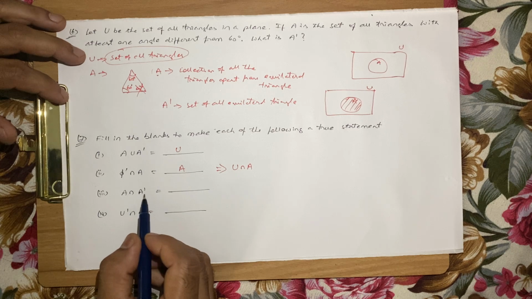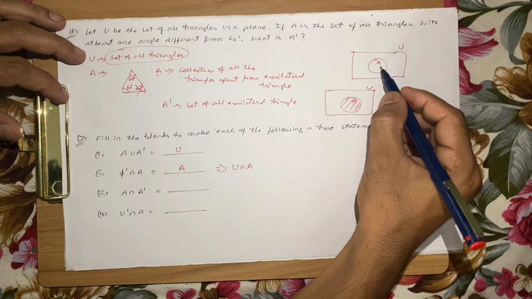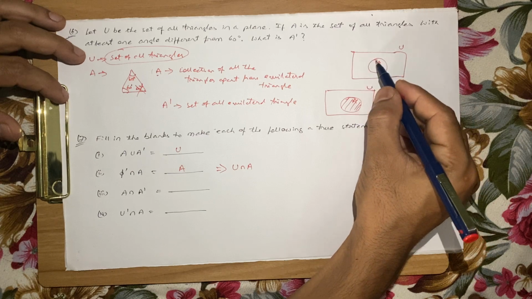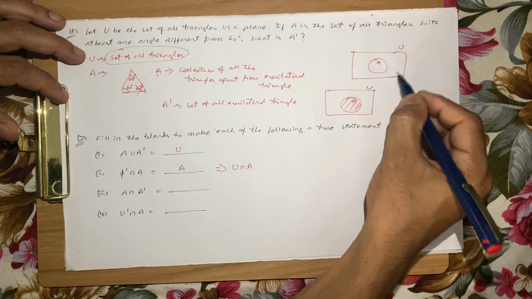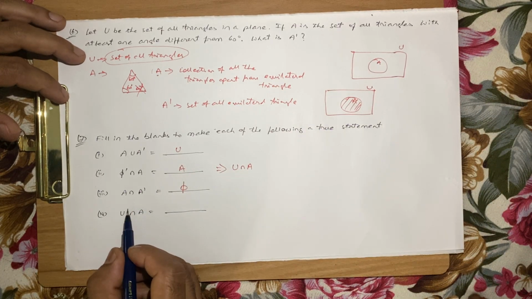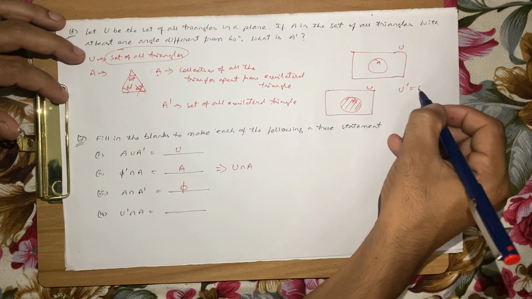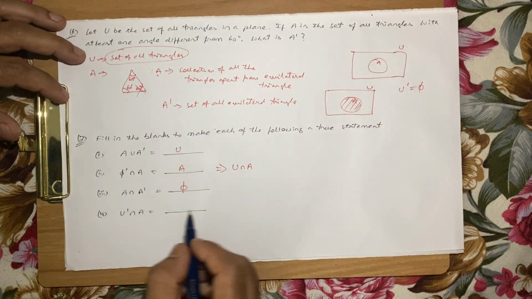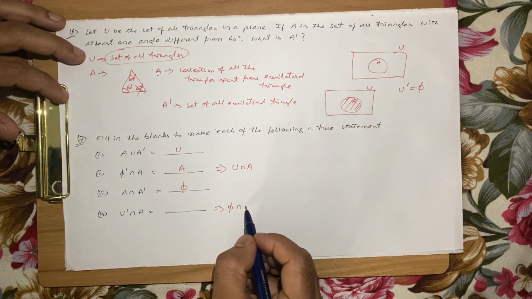Then A intersection A dash. So this inside region is A, the outside region is A dash. Is there anything common between what is present inside and what is present outside? No, nothing is common. So this will be phi. And U dash means the complement of the universal set, which is phi. So this can be rewritten as phi intersection A.